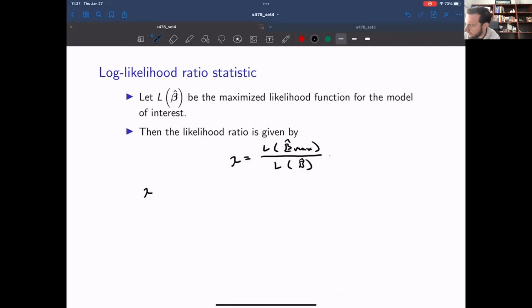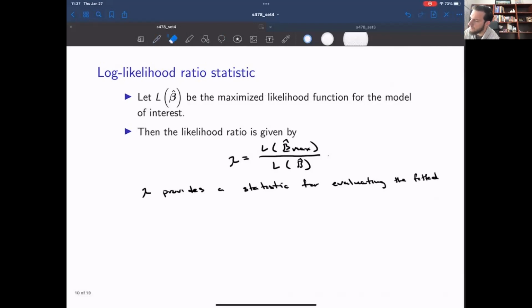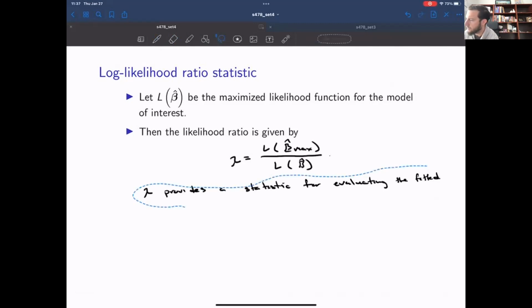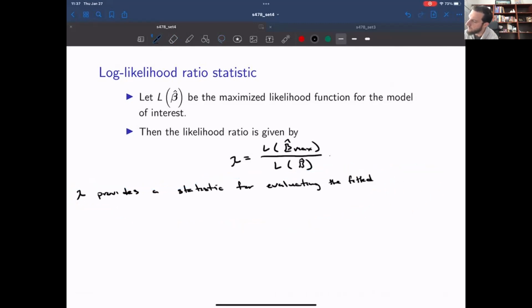So lambda provides a statistic for evaluating the fitted model. In practice, we typically use the log of lambda to evaluate the fitted model.